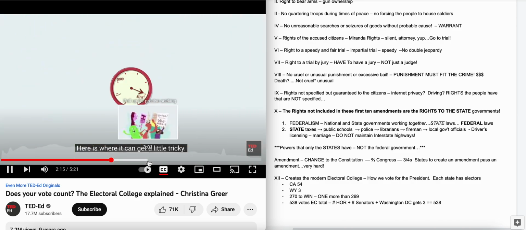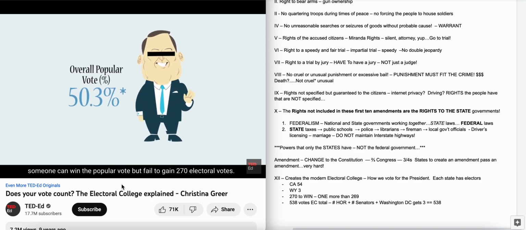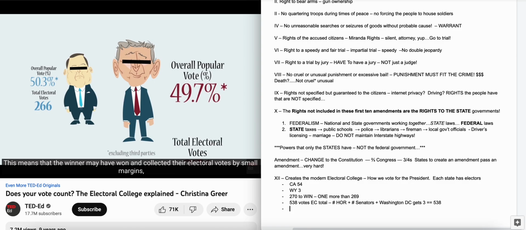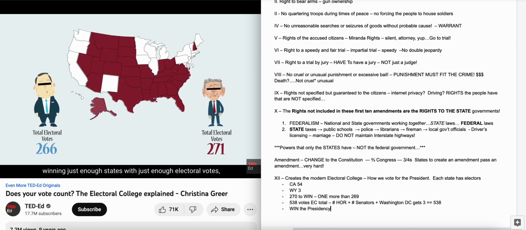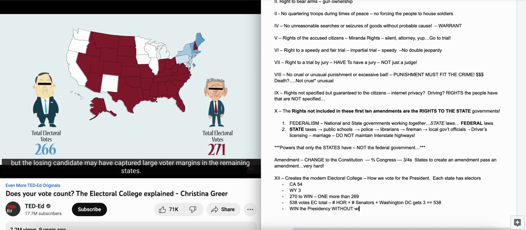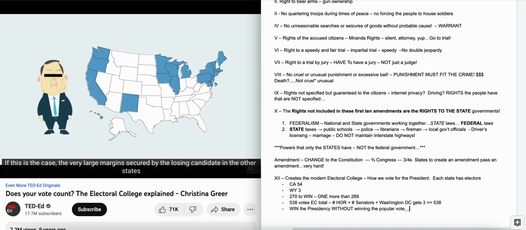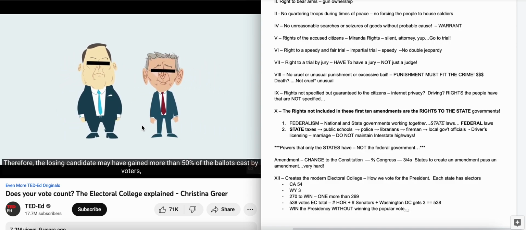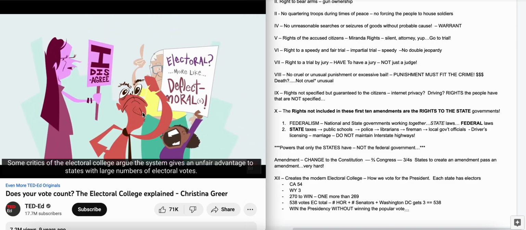So, here's where it can get a little tricky. On a rare occasion, like in the year 2000, someone can win the popular vote but fail to gain 270 electoral votes. This means that the winner may have won and collected their electoral votes by small margins, right? The losing candidate may have captured large voter margins in the remaining states, which would add up to over 50% of the ballots cast nationally. Therefore, the losing candidate may have gained more than 50% of the ballots cast by voters, but failed to gain 270 of the electoral votes. Kind of a bummer.